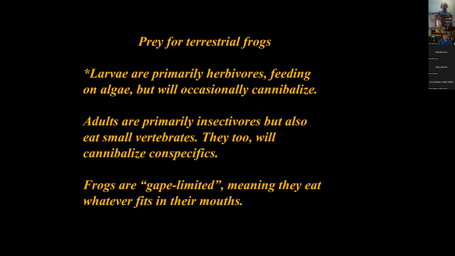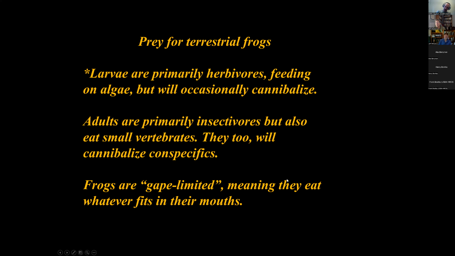And so larvae are easy because they're primarily herbivores, but we can't discount the fact that sometimes, probably especially in low water conditions, they will cannibalize other larvae. And so we've had bullfrog larvae eating red-legged frog larvae, red-legged frog larvae cannibalizing, et cetera. So it can happen. It's probably not common because they're primarily set up to eat plant matter. But the adults are primarily insectivorous.